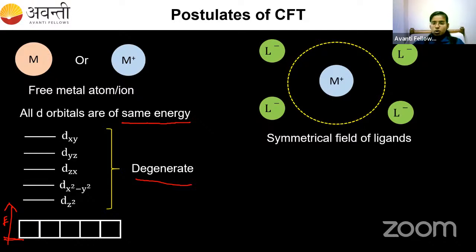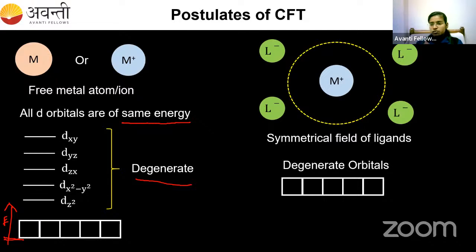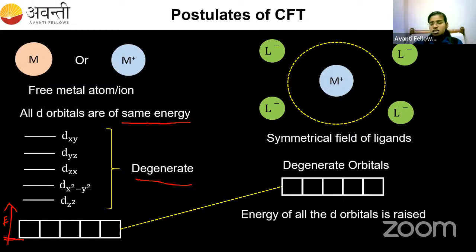So at this point, what happens when ligands try to come and form the bond with the metal? All the 5d orbitals will go slightly higher in energy. All the d orbitals will go slightly higher in energy. The energy is a little bit raised. When does this happen? When the ligand tries to come in contact with the metal.